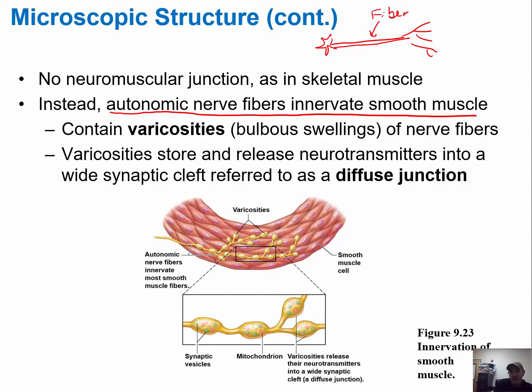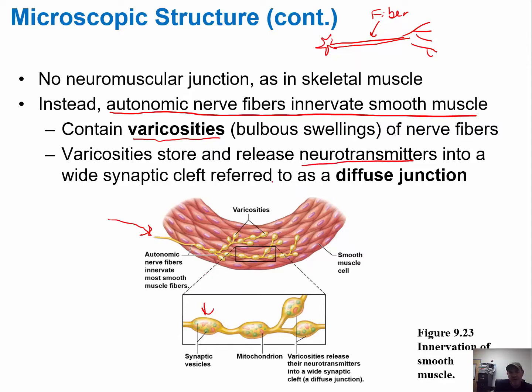But the fibers in the autonomic nerves are going to have swelled-up structures all along there, and you see that here in the image below. As we run down the fiber, you have these swelling areas, and those swelling areas right here are referred to as varicosities. Those varicosities are going to have the synaptic vesicles that contain neurotransmitters.